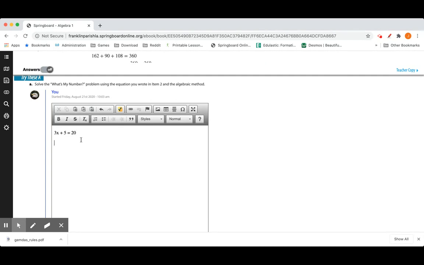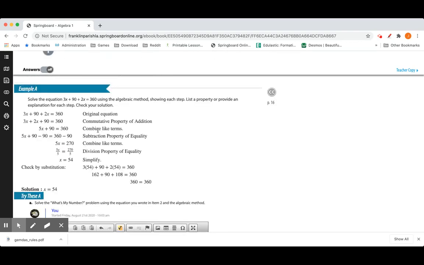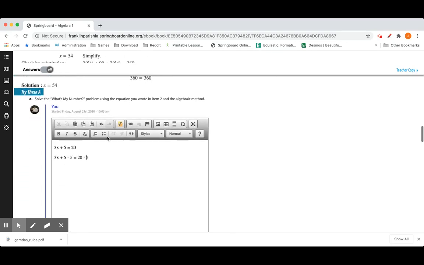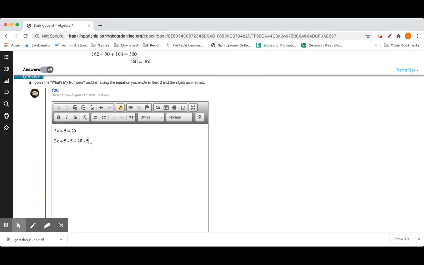Solve this using the algebraic method. We would first subtract 5 from both sides. So I'd say 3x plus 5 minus 5 equals 20 minus 5. That's the same properties they showed us up here. Subtraction property of equality. One that we should be used to since we're going to be solving a lot of equations throughout the year.